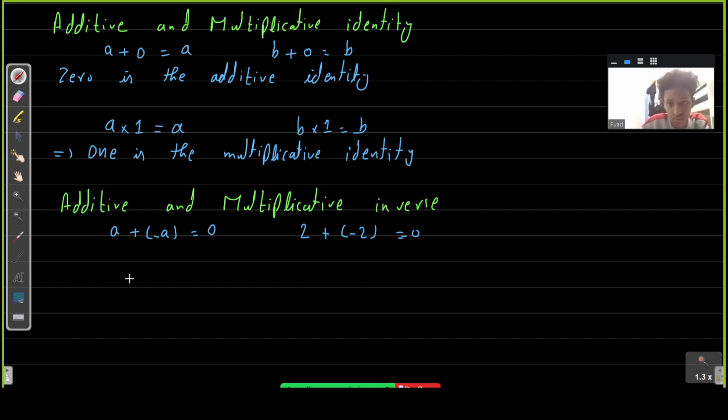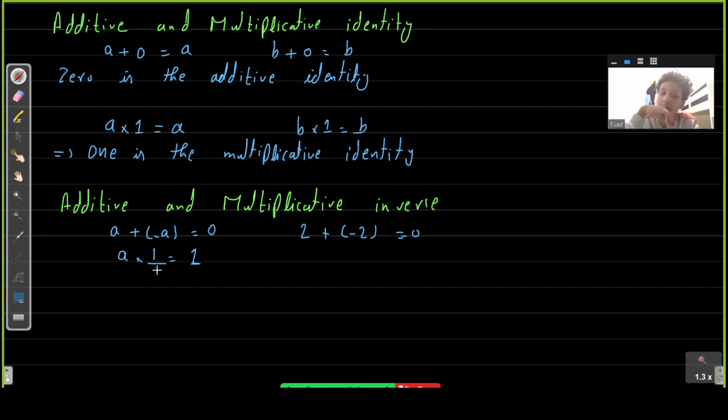In the same way, we can write down the multiplicative inverse. How can we get the multiplicative inverse? The answer should be 1. Here the answer is 0. The answer should be 1. What should I multiply with a to get the answer equal to 1? Do you want to multiply with 1? A times 1 is equal to a, not 1. So the answer should be 1.